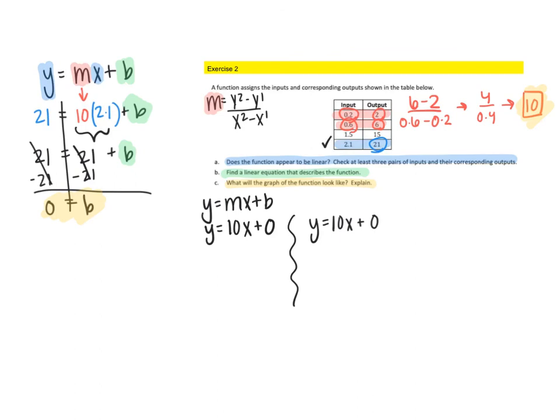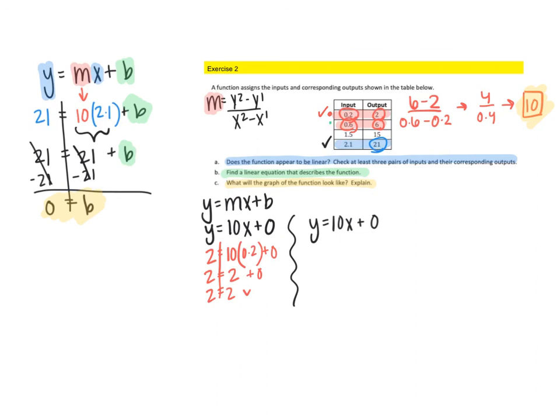This top row, let's check this one right here. So my y is a 2, this becomes 2. My x is a 0.2. And I put plus 0. Well, 10 times 0.2 is 2. Does 2 equal 2 plus 0? Yes. So it checked out for this top one.